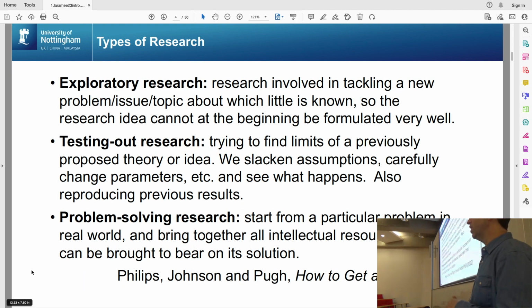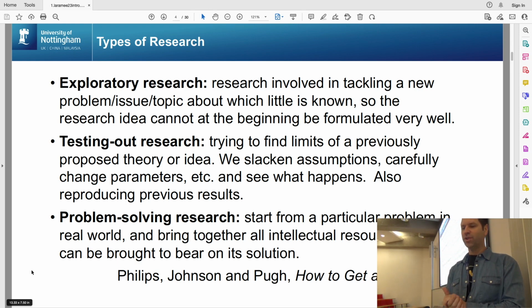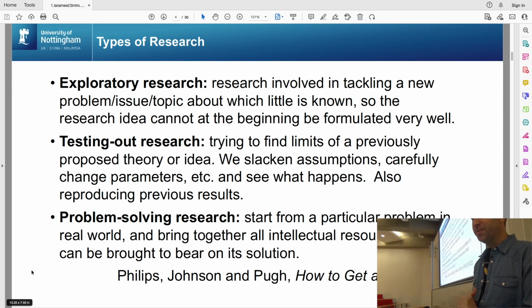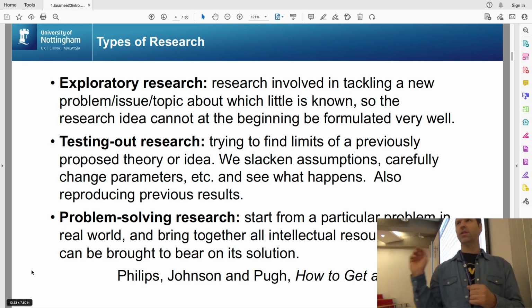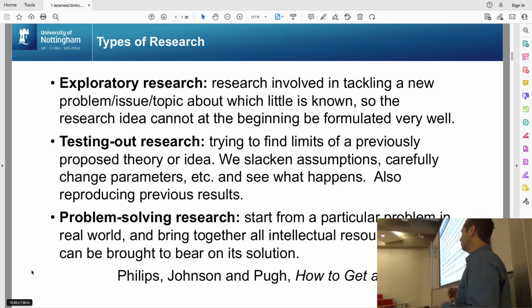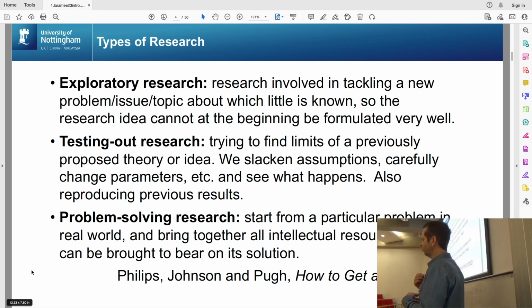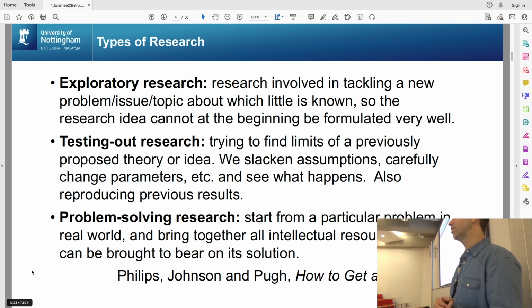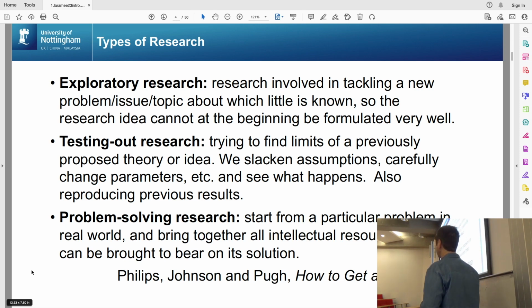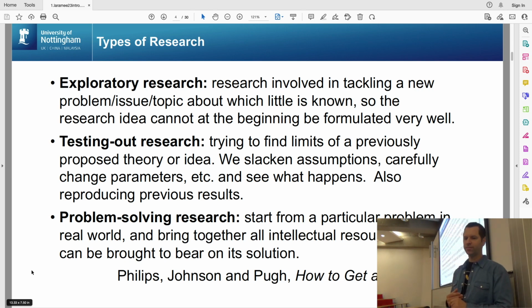We can have exploratory research. So research involved in tackling a new problem or a topic about which little is known. And maybe this is an idea that is not well developed. Like, I just think that this activity is going to be beneficial. It's not very well developed, well articulated. It's not mature, it's not refined. That's the kind of exploratory research.